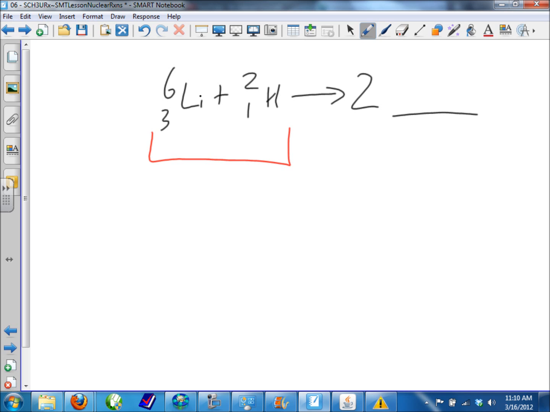So if we take a look at the mass here, we know the mass of this side is 6 plus 2. So that's equal to 8. So we know the mass for both of them has to be 8. But since there's 2 particles, we know the mass has to be equal to 4. In terms of the number of protons, we know lithium has 3 protons and hydrogen has 1 proton, which means between the 2 particles, it has to have 4 protons. Divided evenly, that gives it 2 protons. 4, 2 is helium, or an alpha particle.